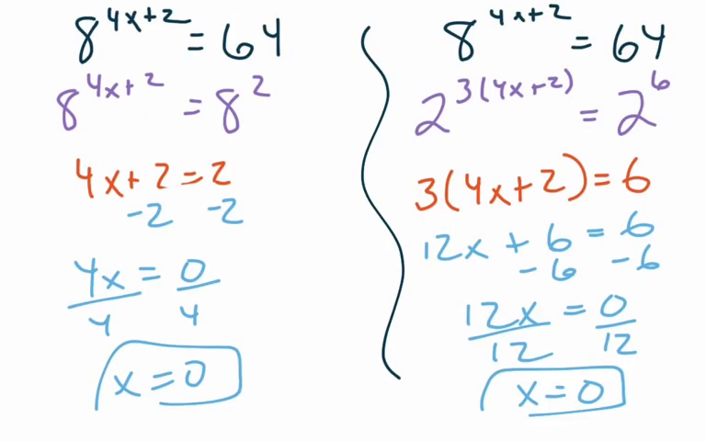Okay, here's the first one. I actually did it 2 different ways. The easier way to do it is to recognize that 64 is a power of 8. It's 8 squared. And so you would change that to 8 squared. Setting the exponents equal, you'd have 4x plus 2 equals 2. Subtract 2 from both sides. You get 4x equals 0.